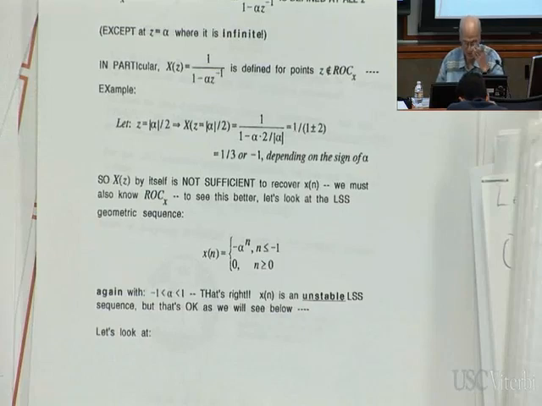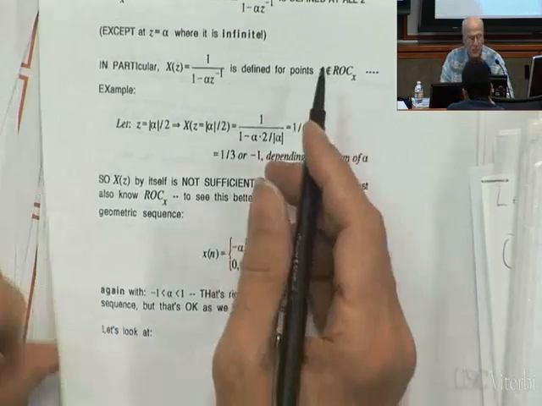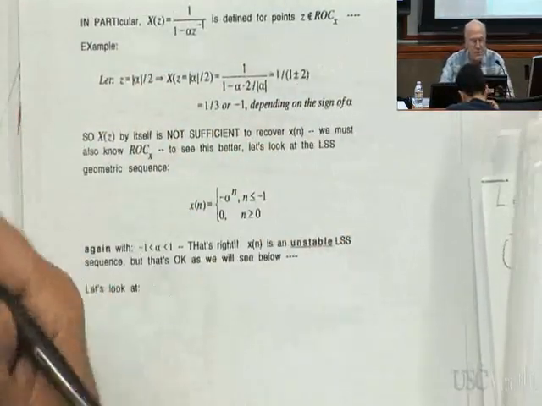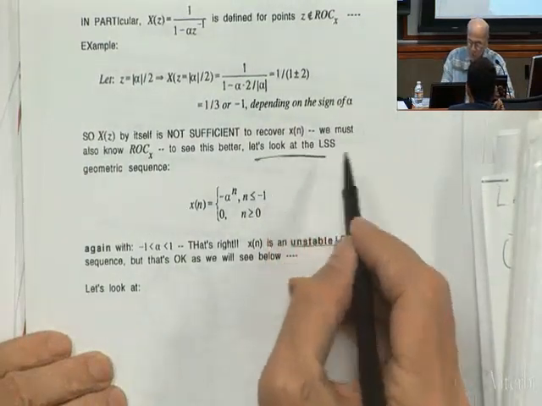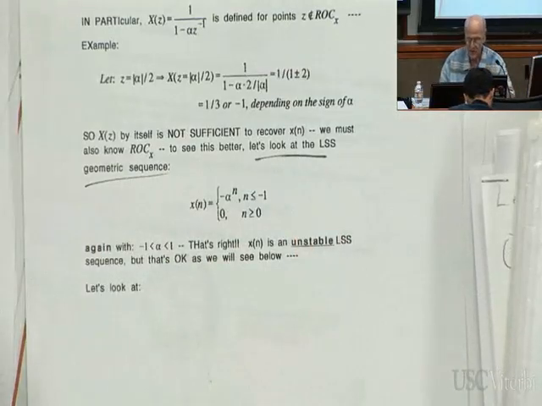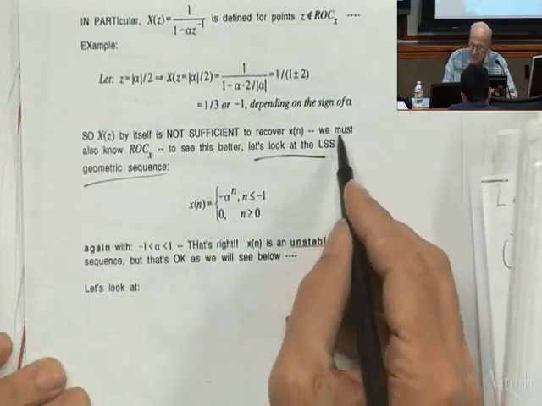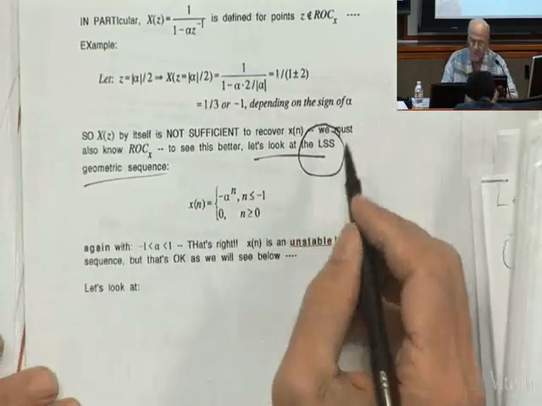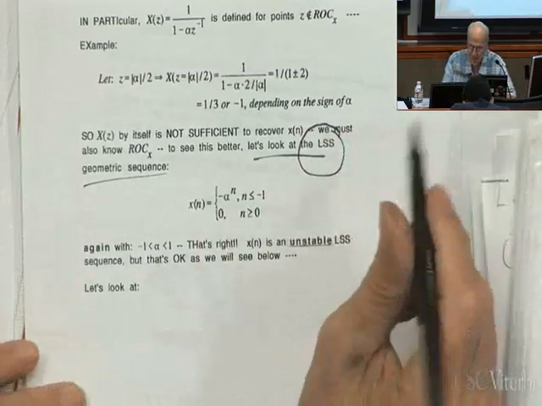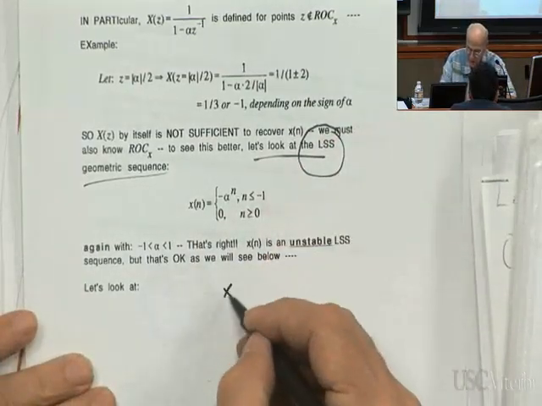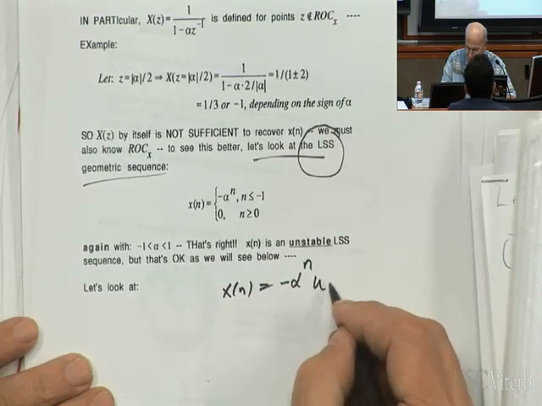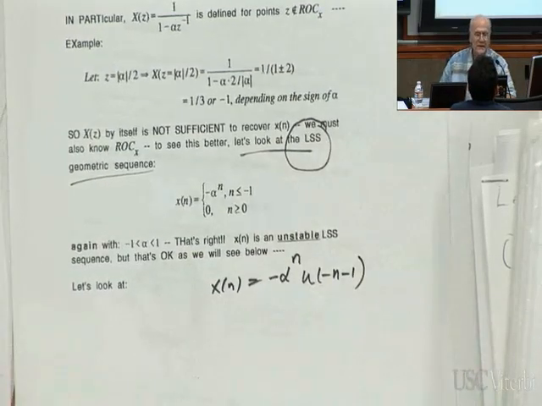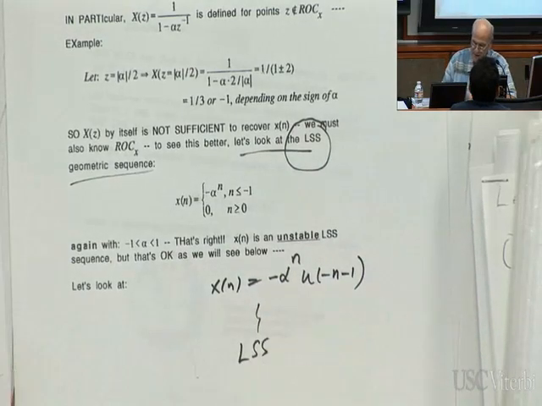The point is, for the z transform, you have to specify the region of convergence. To show you why the region of convergence is so important with this simple example, I'm going to look at a different sequence, and I will compute its z transform and its region of convergence. This is going to be a kind of opposite example, a left-sided sequence. I'll write it out in terms of the step functions: minus alpha to the n times u of minus n minus 1. That will be this sequence. That is indeed left-sided. It's geometric, all right, but that's what it is.